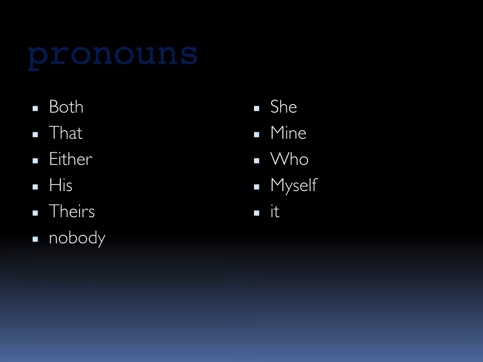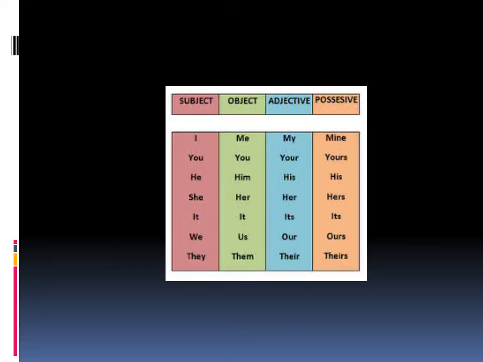Here are some examples of pronouns: both, that, either, his, theirs, nobody, she, mine, who, myself, it. There are 4 different types of pronouns: the subject, the object, the adjective, and the possessive. How you use them in the sentence defines what type of pronoun they are.